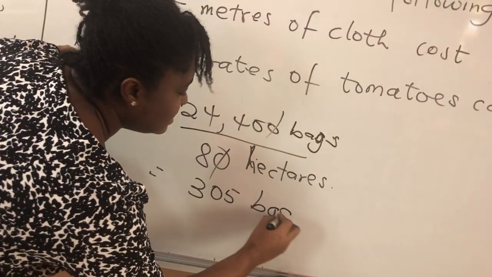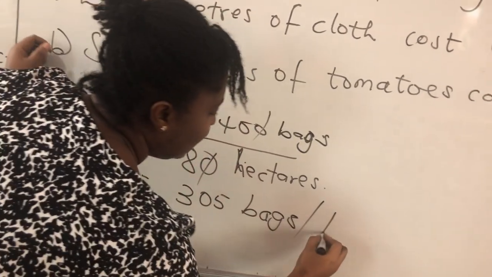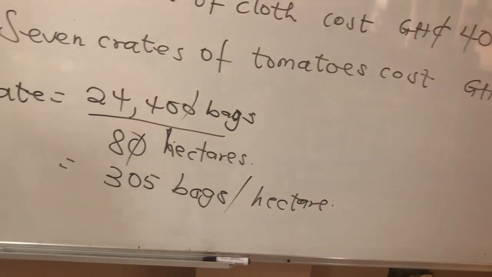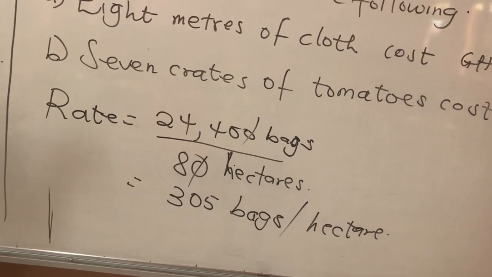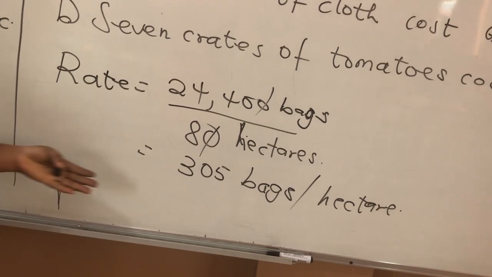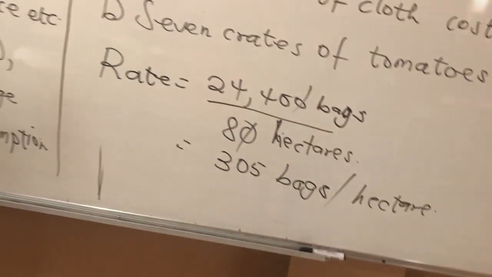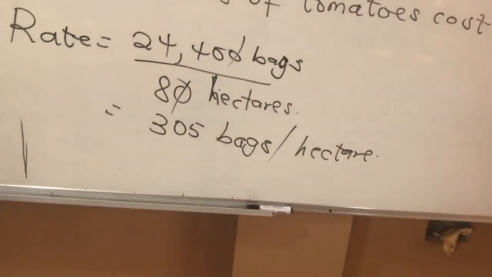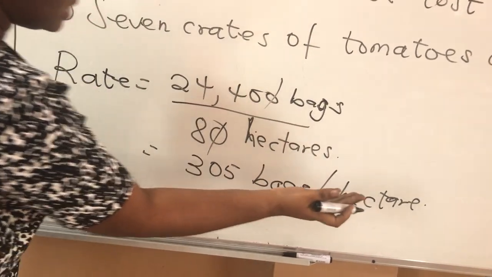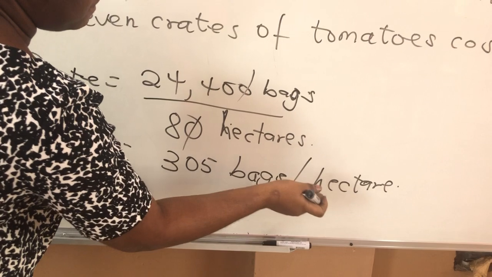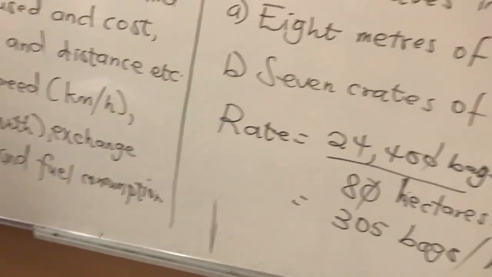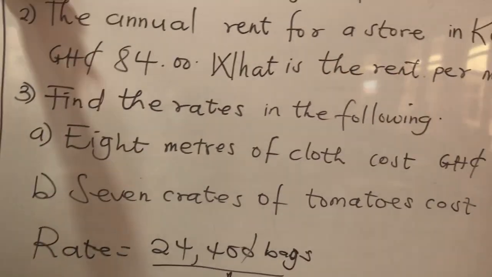305 bags per hectare. So this is our answer. So that means for every hectare of land, for 1 hectare of land, he gets 305 bags of rice. So you see, ratio doesn't have units, but with your rate, there is a unit. So you have your bags per hectare. So I hope you understand this question. Now let's look at the second question.